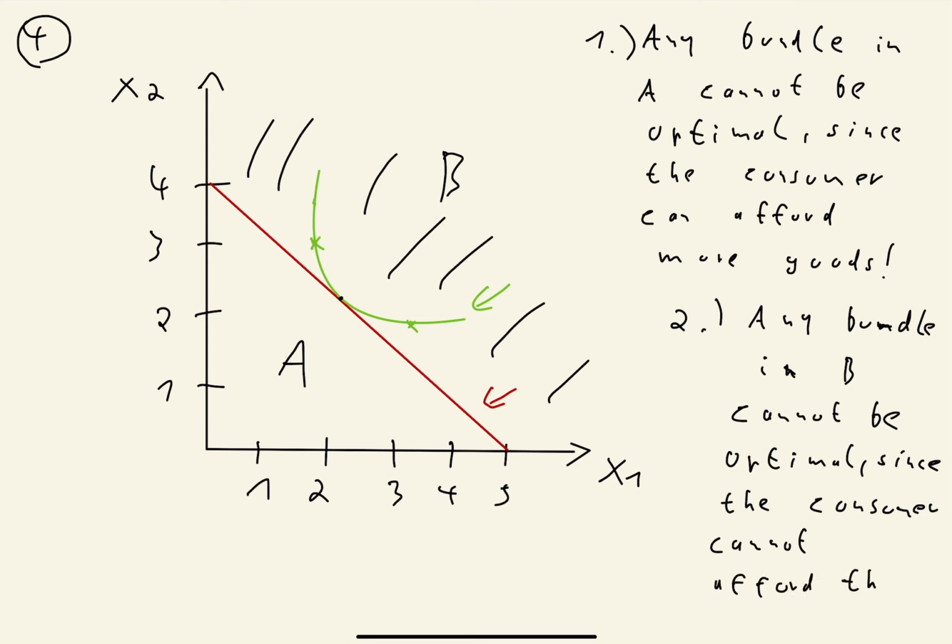Okay, so this is the explanation why it needs to be tangent. Anything in the set B cannot be consumed because you cannot afford it. Anything in A is also not optimal because you can consume more of the goods and reach higher utility. So this is the reason why it must be a bundle such that the indifference curve is tangent to the budget constraint.